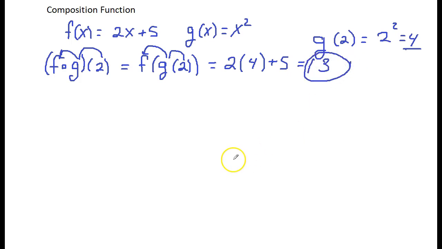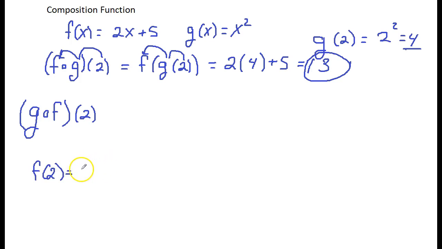Now, what if we made a mistake? What if we mixed them up and said g of f? Do you think we would get the same thing? And I'm going to use the same number too. Well, let's find out. f of 2 would equal, well, let's see, we have 2 times 2 plus 5. 2 times 2 is 4. 4 plus 5 is 9.